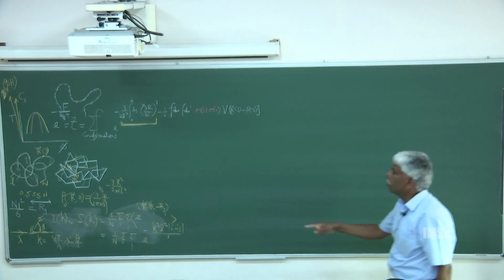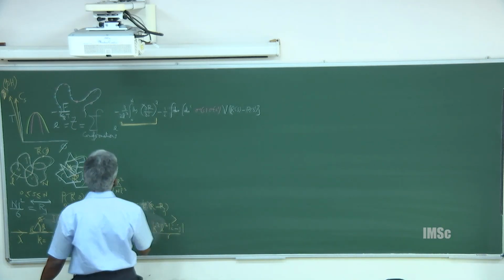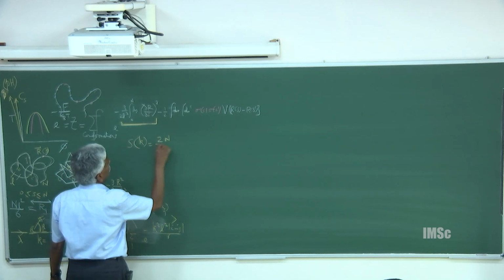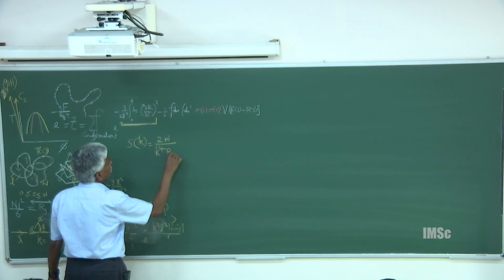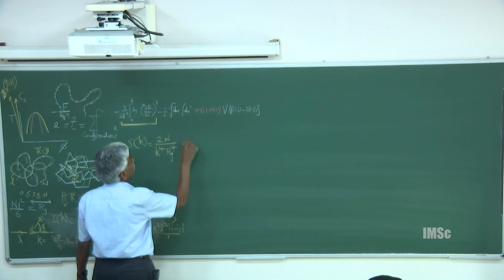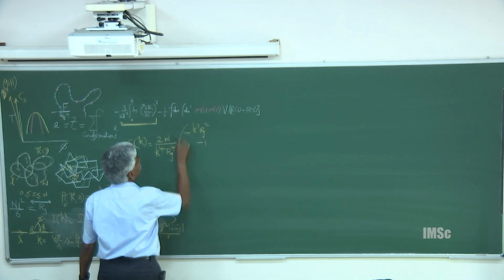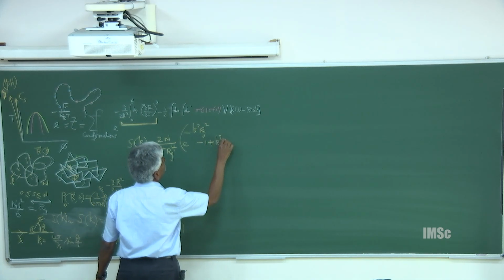All right. When you do this, what you get is the following: S of k turns out to be equal to 2N over k to the 4 Rg to the 4, times e to the minus k squared Rg squared minus 1 plus k squared Rg squared.